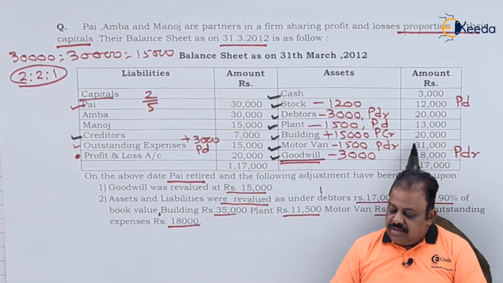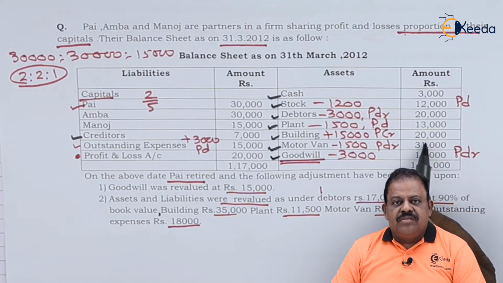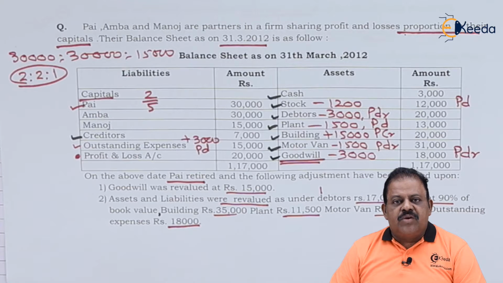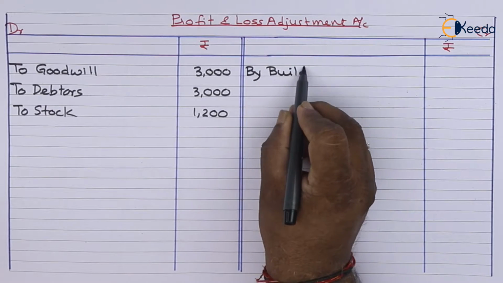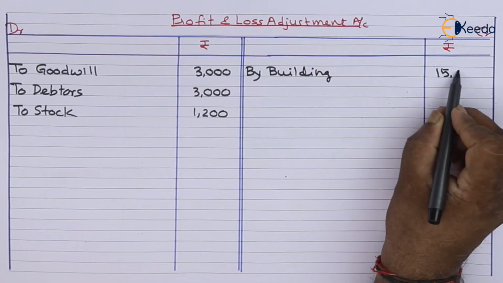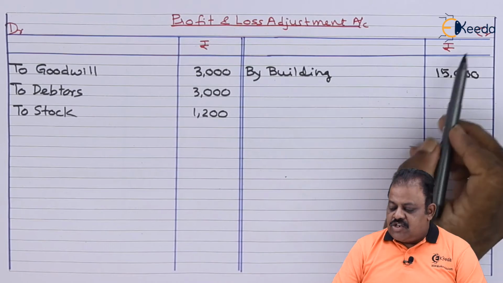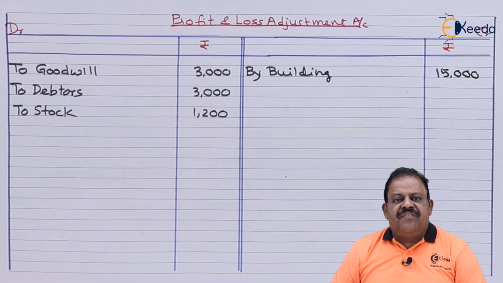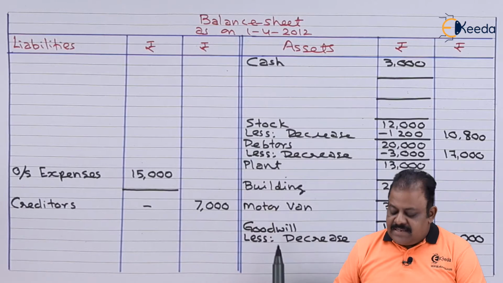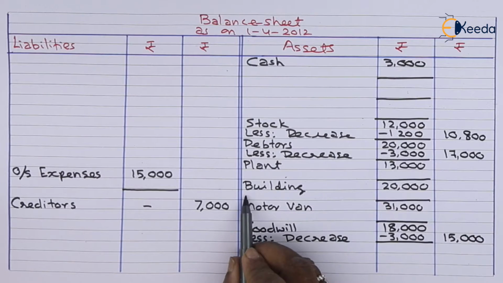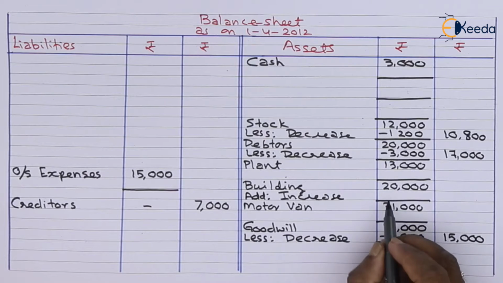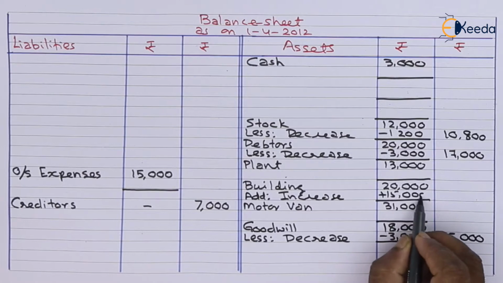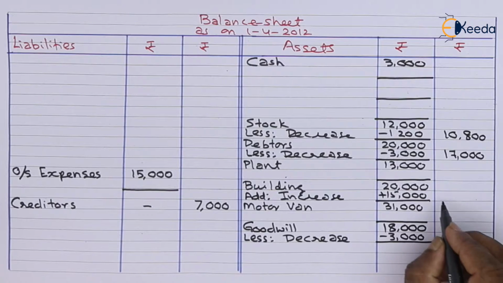Building 35,000. Here it is 20,000. There is appreciation of 15,000, which should be credited to profit and loss adjustment account. Profit and loss adjustment account credit by building 15,000. Balance sheet asset side, add to building, add increase 15,000. So it is 35,000.